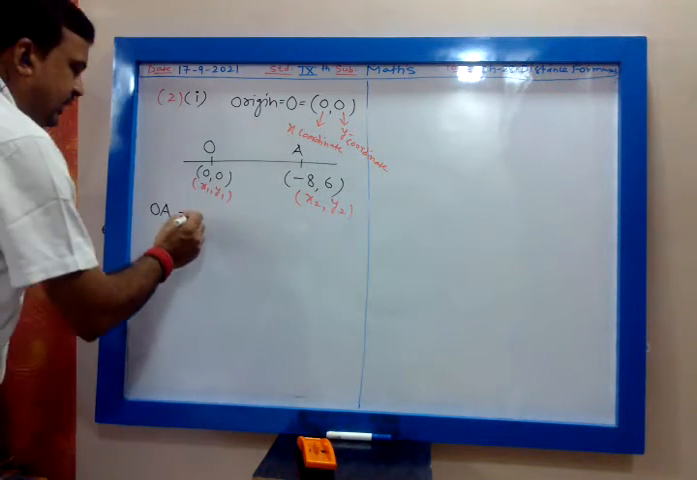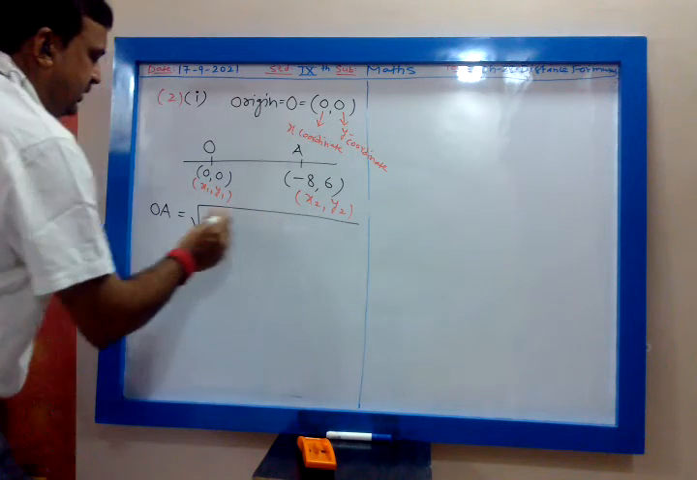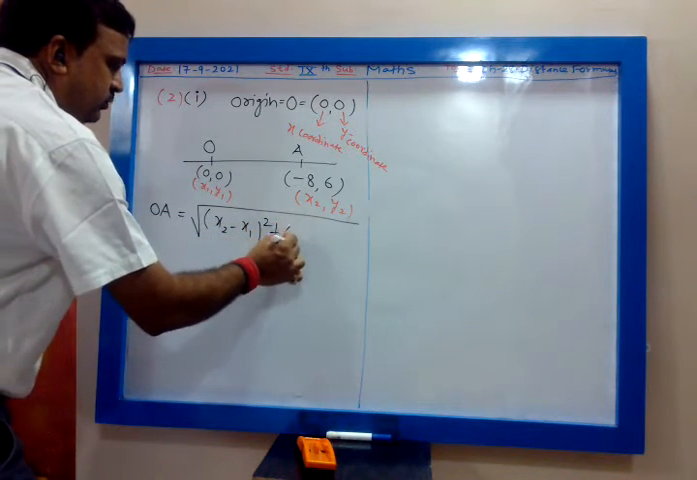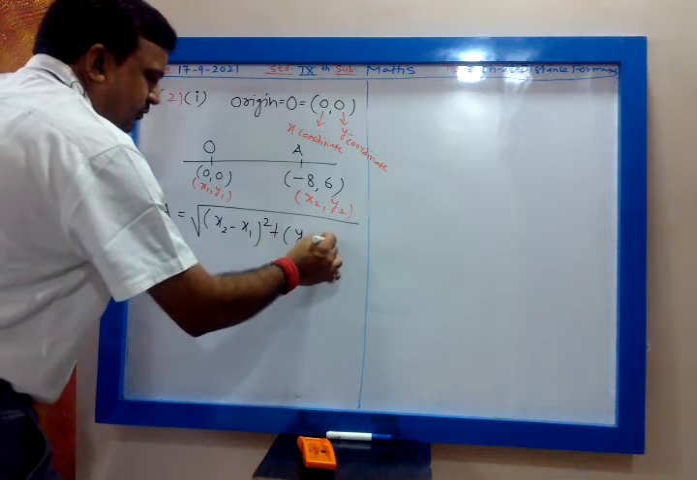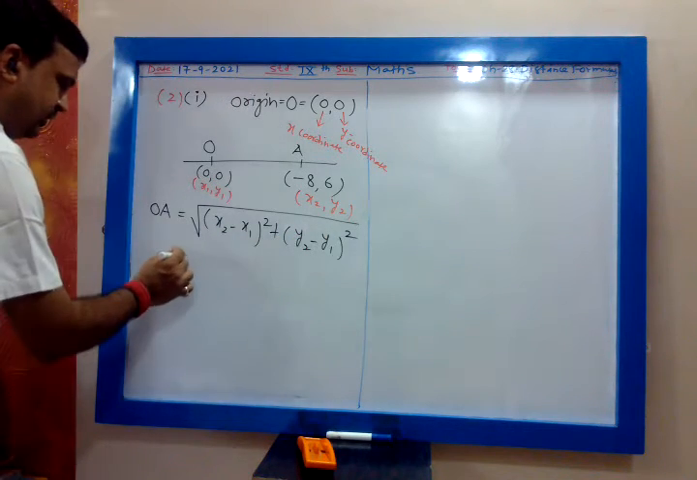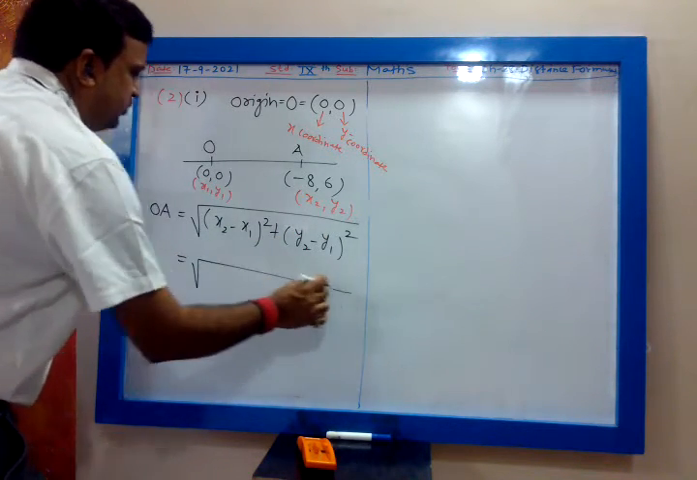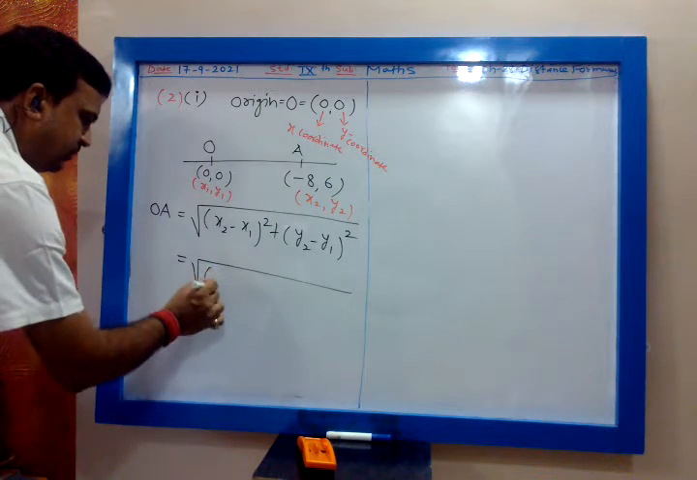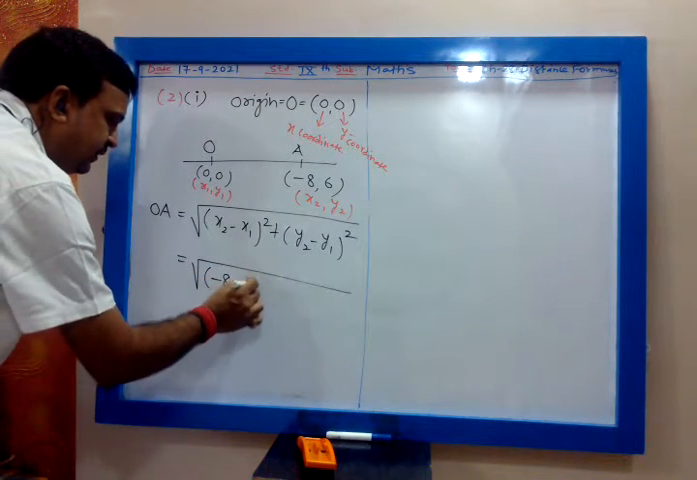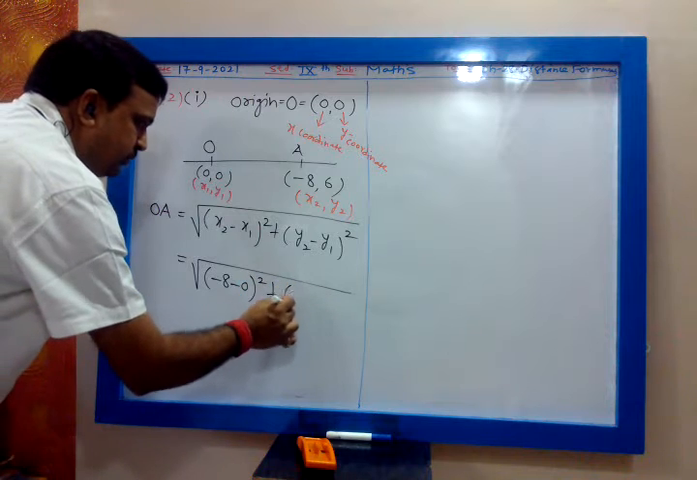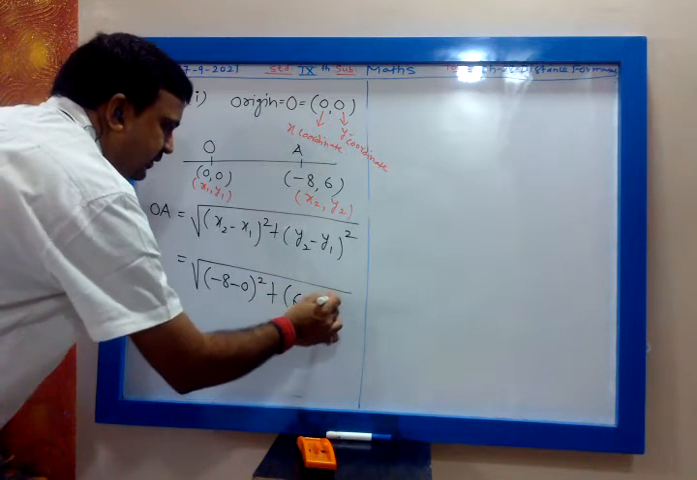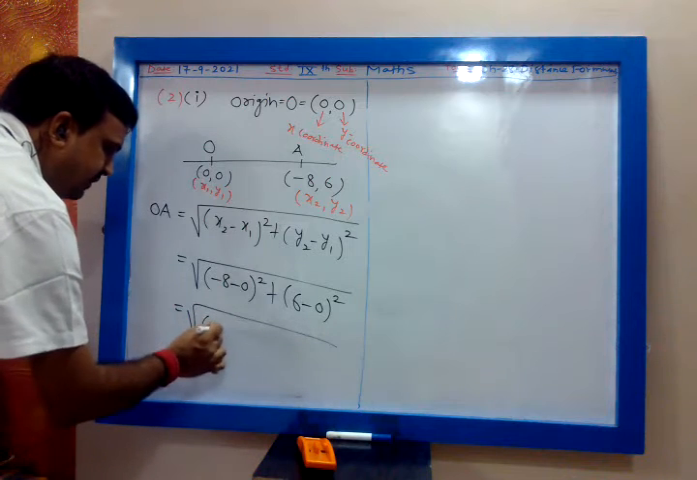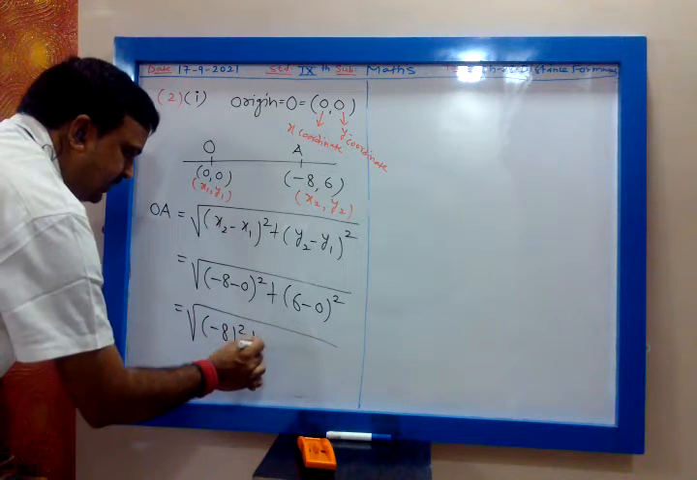Distance between O and A will be square root of x2 minus x1 square plus y2 minus y1 square. So that will be square root of x2, which is minus 8, minus 0 square, plus y2, 6 minus 0 square. So that will be square root of minus 8 square plus 6 square.